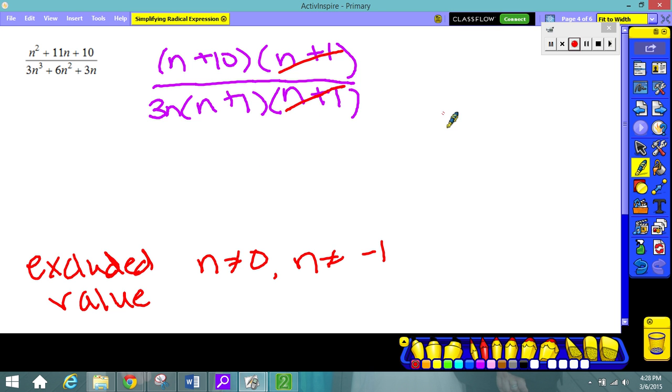So as far as simplifying the remaining problem, the answer would be n plus 10 all over 3n times n plus 1. And that would be it for this problem.